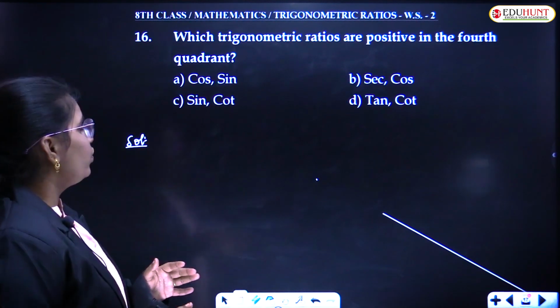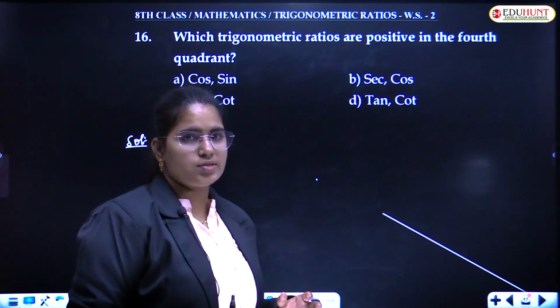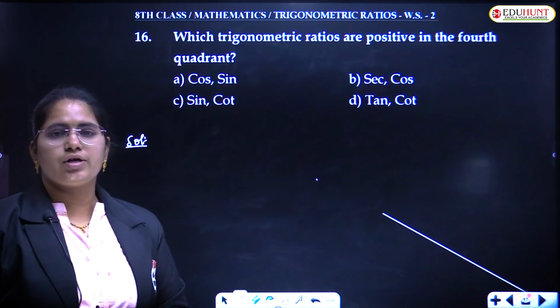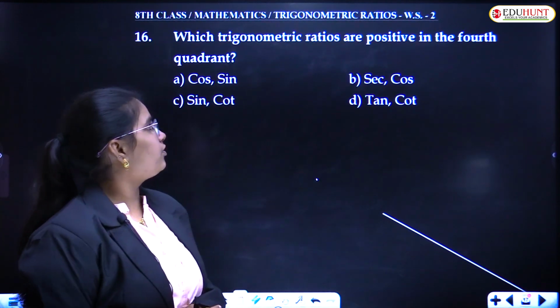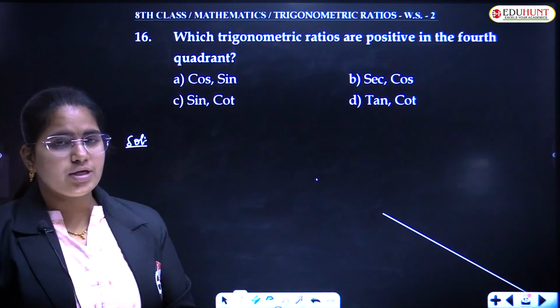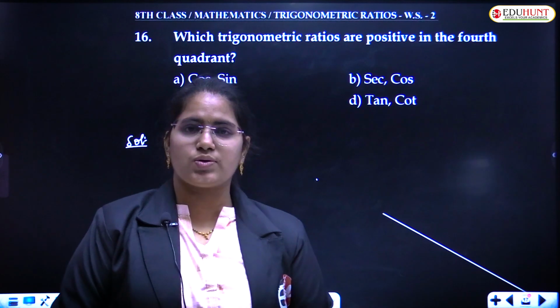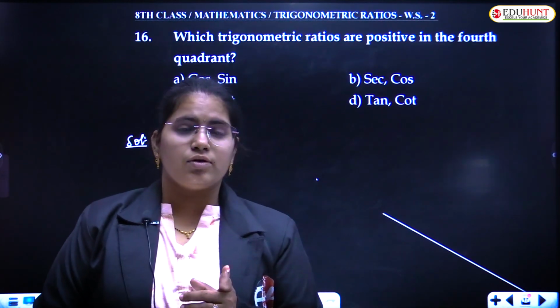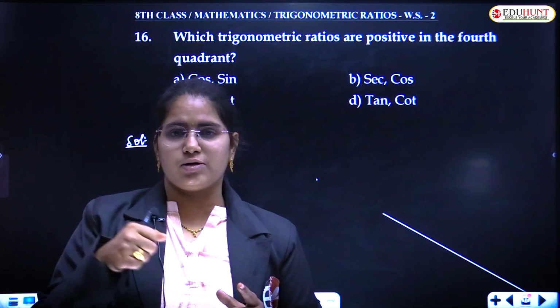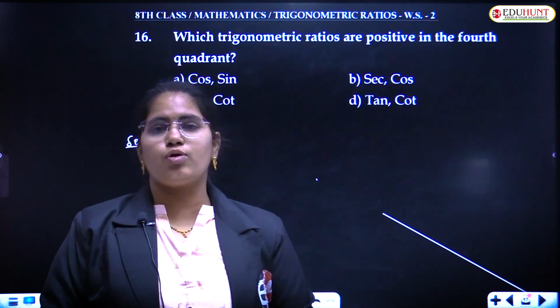What will be the first question? Which trigonometric ratios are positive in the fourth quadrant? You should remember: All Silver Tea Cups. So what is there in the fourth quadrant?